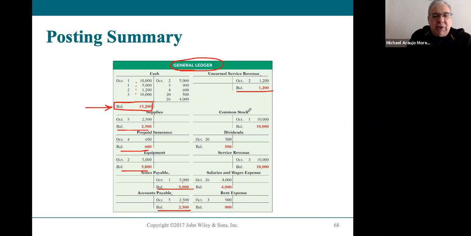Common stock, as you know, is a stockholders' equity account and also has a balance on the credit side. Dividends takes away from stockholders' equity, so its balance is on the debit side. Service revenue is where the profits are, and all of its balances will show on the credit side. Each individual expense account will show its balances on the debit side. This is basically the summary of everything we posted from Sierra Corporation for those 11 different events that were journalized.